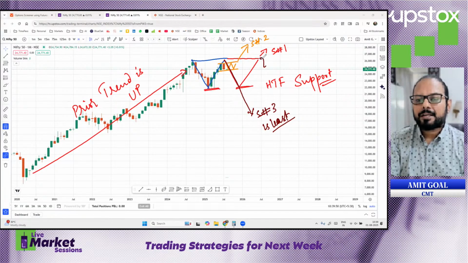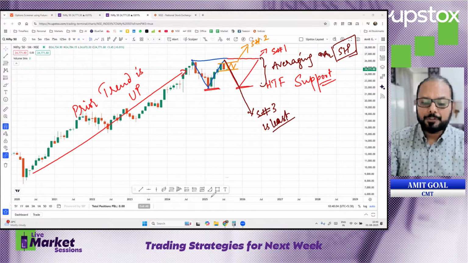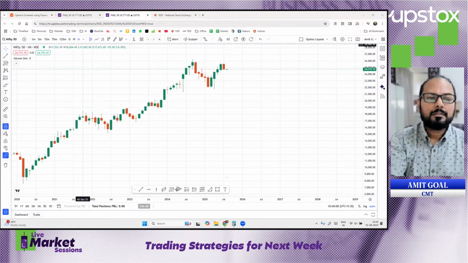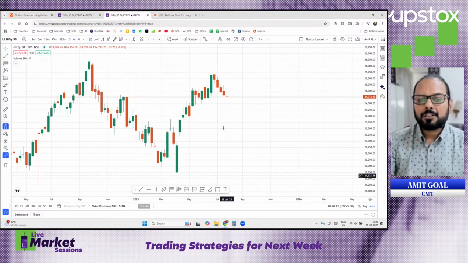So as long as the market remains in this range, this is time for averaging or continue your SIPs in the market. So this is a positional view. Now let's quickly look at what's on the more tradable or the shorter term windows.